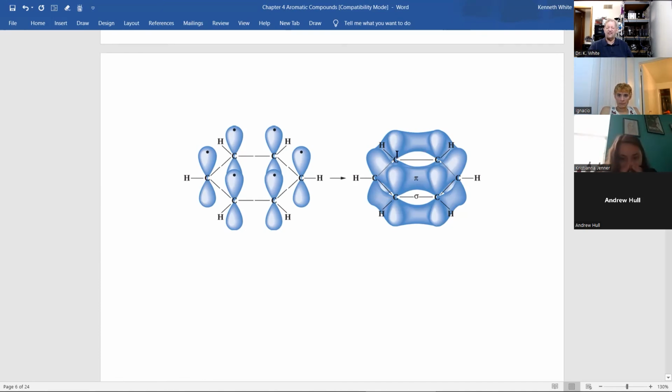By holding hands, it makes this compound extremely stable and unreactive. And it's called an aromatic compound.